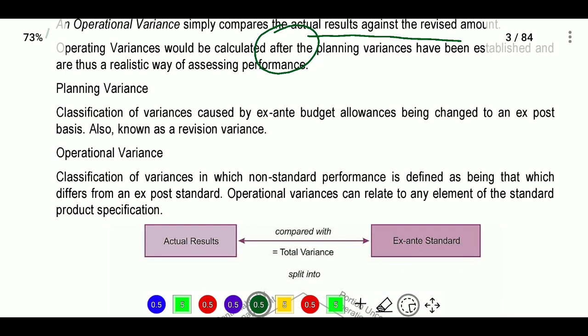Next, controllable. Controllable variances are those variances which arise due to inefficiency of a cost center. If you have a cost center and there is inefficiency, then these are controllable variances. Uncontrollable variances mean variances due to factors beyond the control of management.